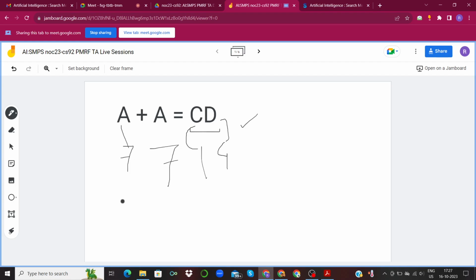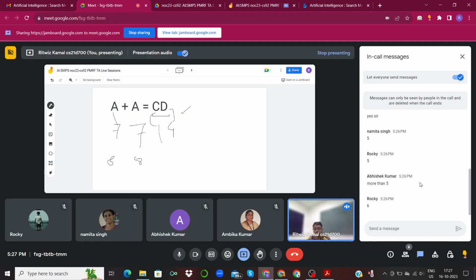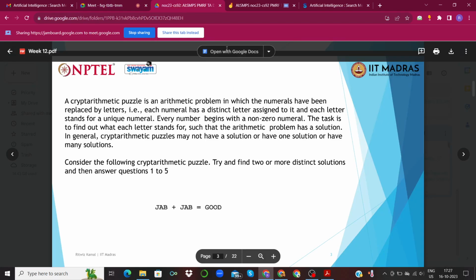Similarly, there could be other potential solutions as well. We could have 8 plus 8 or 6 plus 6. Each of these would have different assignments to A, C, and D. And so there are multiple solutions possible to this particular cryptarithmetic puzzle, right? So this is one simple example.